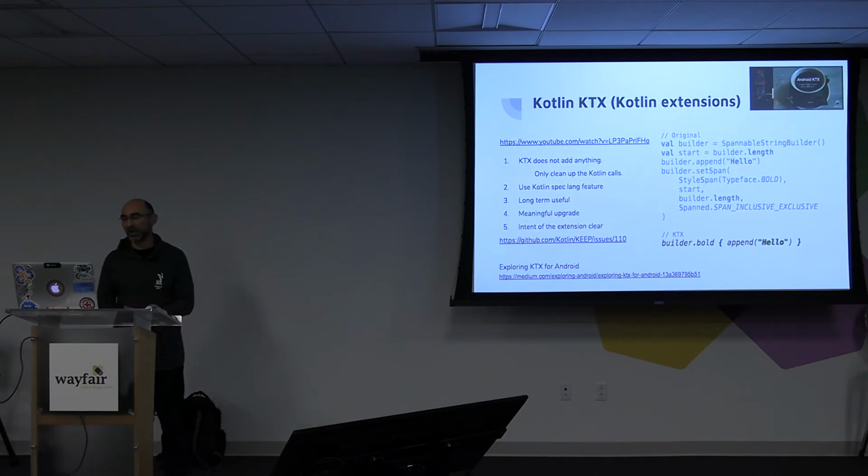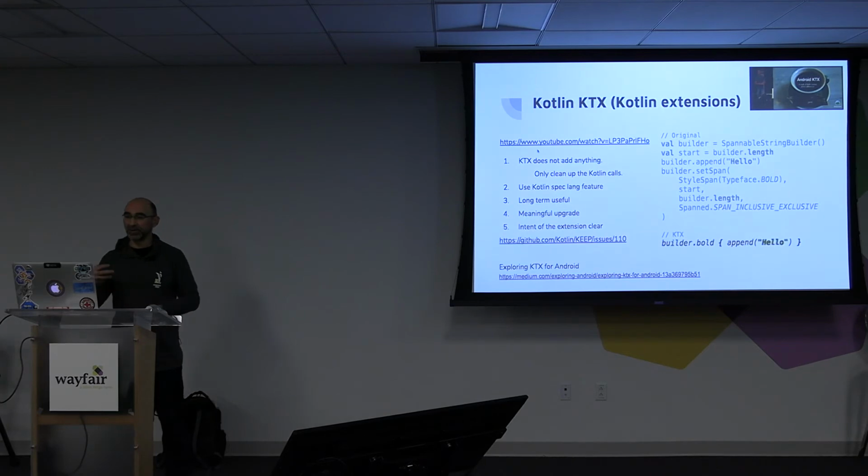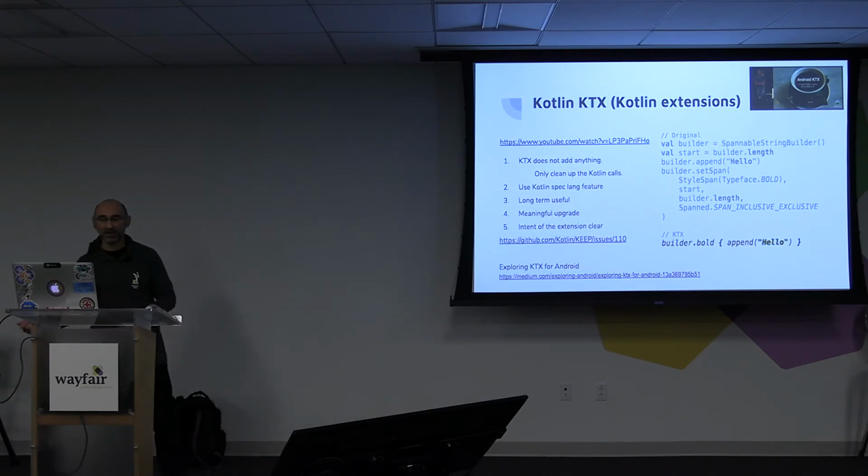A part of the Android X naming system is Kotlin KTX, and Kotlin KTX is a different version of the artifact. It has the KTX at the end of it, and so you have the support library in Java, and you have it in Kotlin, and you have it in KTX. So what's the difference? The KTX does not add anything to the Kotlin version. It only cleans up the calls. So there's nothing that the KTX library does that's not in the Java library, that's not in the Kotlin library. All it does is clean up the code.